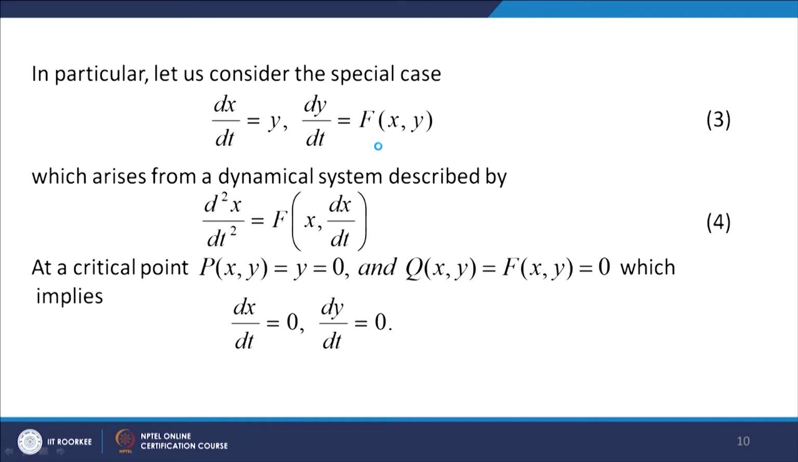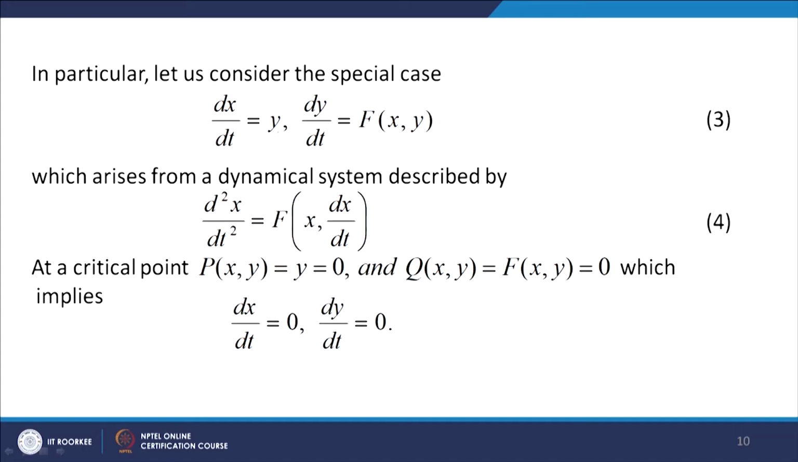Now, in particular, let us consider the special case dx by dt equal to y, dy by dt equal to f(x,y), which arises from a dynamical system d square x by dt square equal to f(x,y). You can take dx by dt equal to y here, then dy by dt will be equal to f(x,y), and we will get this autonomous system dx by dt equal to y, dy by dt equal to f(x,y) from this dynamical system. Now, at a critical point, we know that P(x,y) and Q(x,y) are 0.